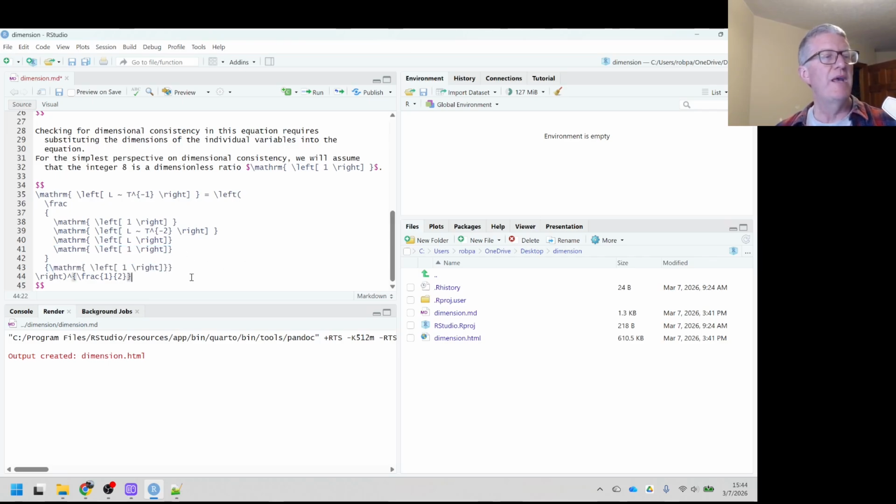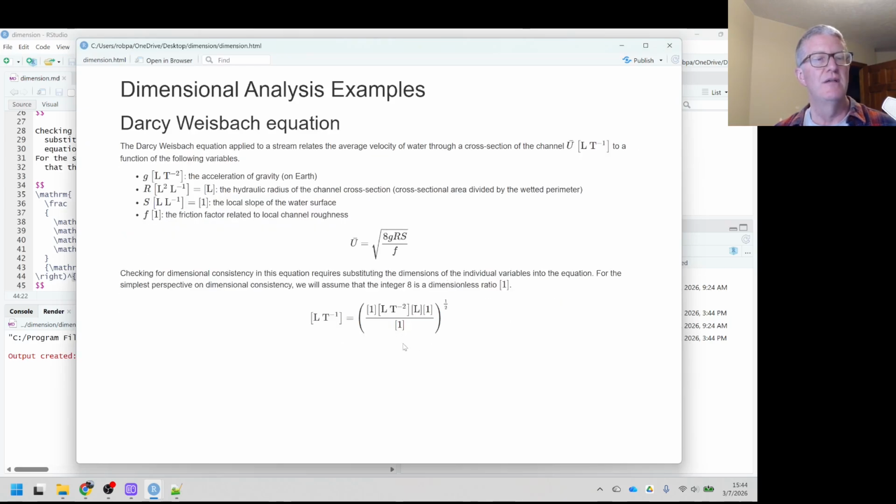So if I haven't made any mistakes, I should be able to look at the preview of this and see a version of the Darcy-Weisbach equation with the dimensions plugged in for each of the variables. So the 8 is a dimensionless ratio. There's the acceleration of gravity. There's the hydraulic radius of a length. There's the dimensionless energy slope and the dimensionless friction factor. So that covers the first step of a dimensional analysis in terms of taking the dimensions of all the variables and plugging it into the equation that we're interested in.